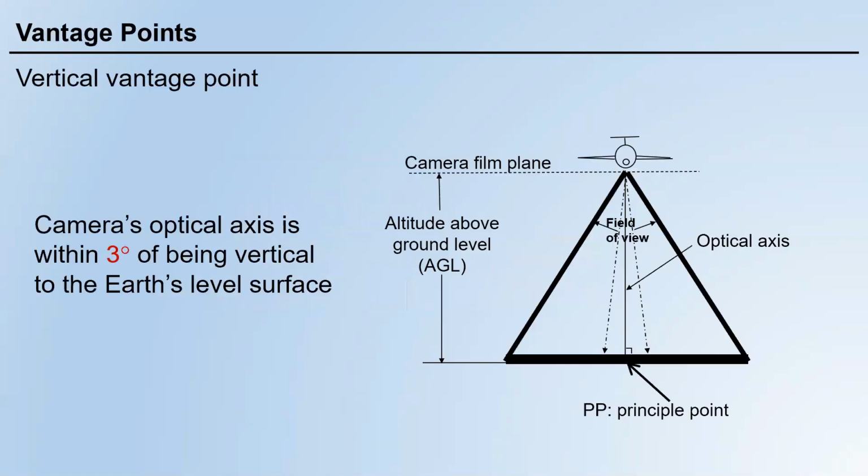Okay, let's get started. So the first term I want to introduce in this lecture is called vantage point. Specifically, the first type of vantage point I want to introduce here is called vertical vantage point. Here is a figure giving you an impression of vantage point. So here is a plane carrying a camera, right? So the camera is looking at the surface of the Earth.